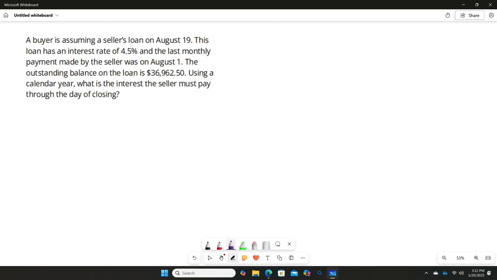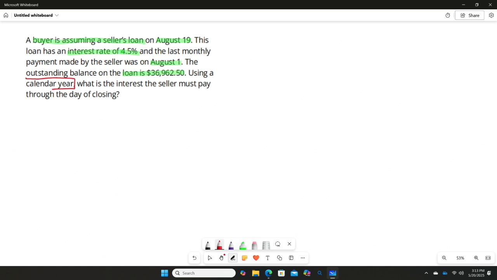So, I'm just going to highlight a couple of things about this question. We can see that a buyer is assuming a seller's loan and the day of settlement is August 19th. That's a crucial date we need to know. This is other important information in the problem. The interest rate, 4.5%. The seller made their last payment on August 1st, and we know what the loan balance is, don't we? $36,962.50.